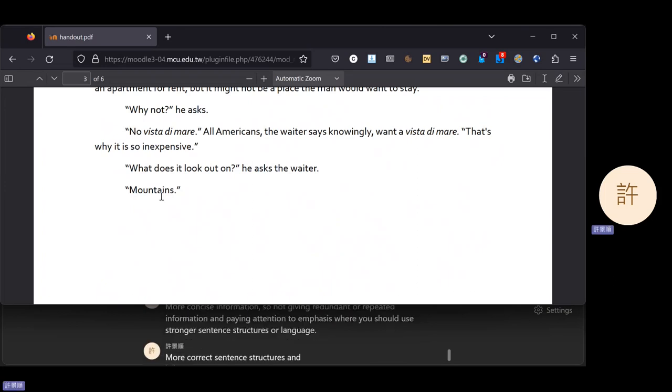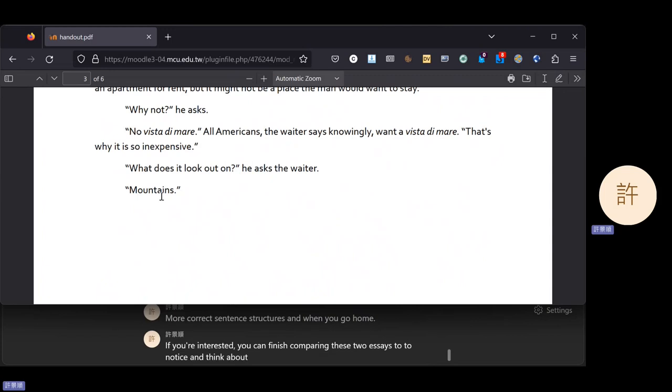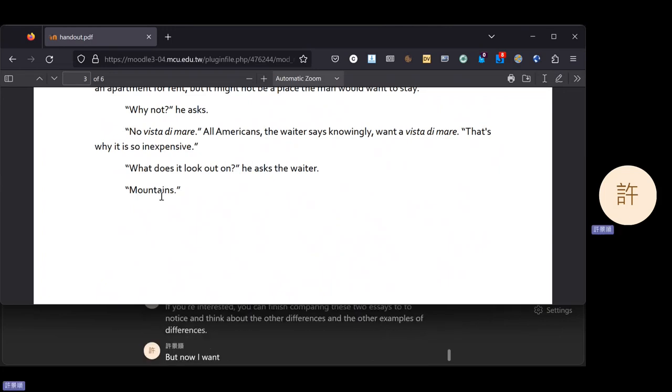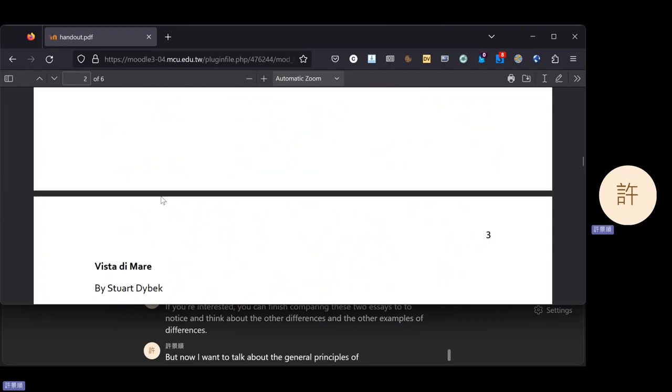When you go home, if you're interested, you can finish comparing these two essays to notice and think about the other differences, the other examples of differences. But now I want to talk about the general principles of writing a narrative.